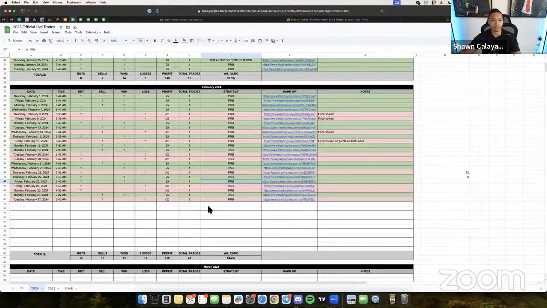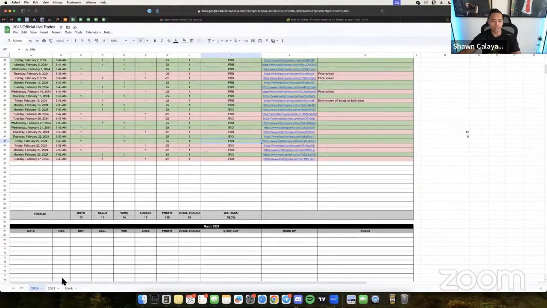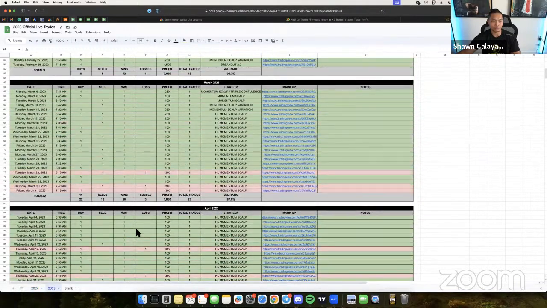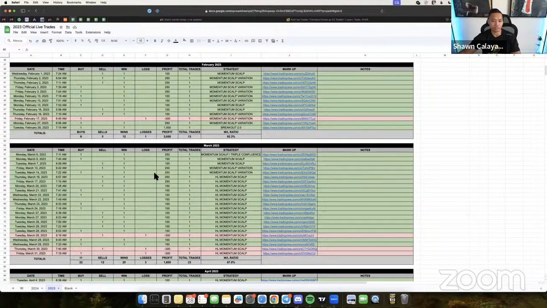But I'm glad that February is about to be done tomorrow, and then March is going to pick back up, because you can see over here in March, we had 20 trades. We had a lot of wins over here, a lot of profit. So I'm hoping we go through this big green win streak in March, just like we did last year. And hopefully the market does pick back up and we have some nice volatility.